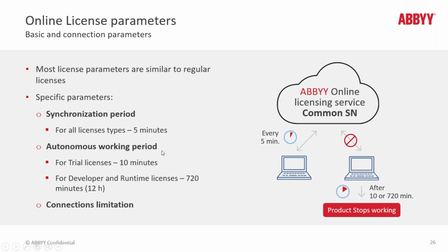The autonomous working period, if it doesn't have that connection: for trial license, it's just 10 minutes. For developer runtime licenses, it's 720 minutes or 12 hours. There is a connections limitation tied to the license as well. You can see there are longer periods for the developer runtime licenses, but pretty straightforward otherwise.